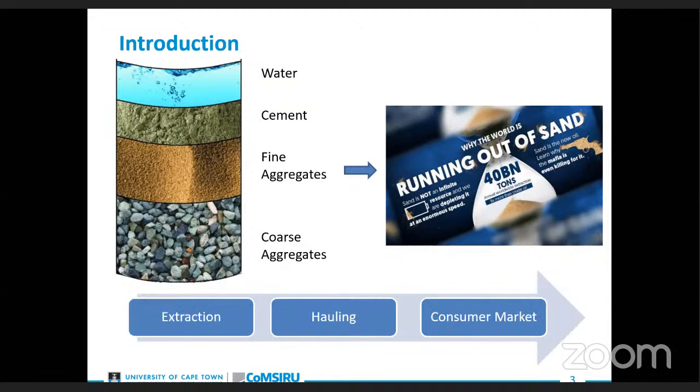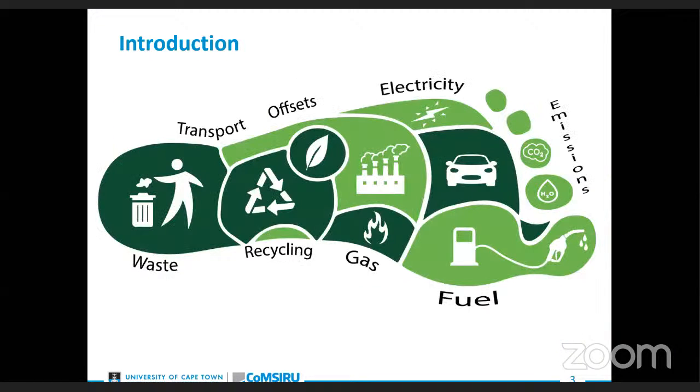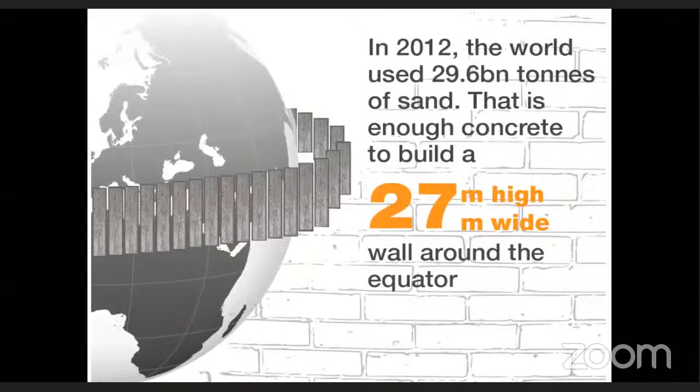Now, the depletion of nearby deposits of quality fine aggregates forces our industries to haul aggregates from remote areas, which increases the cost and contributes to the overall carbon footprint. As a summary of the sand quantity used per year, the United Nations Environment Programme reported that about 29.6 billion tons of sand was produced in 2012, and that could generally build about a 27-meter high and wide wall around the equator, just to summarize that.